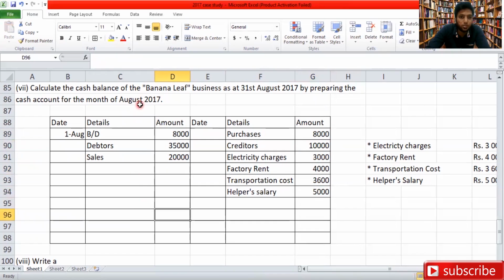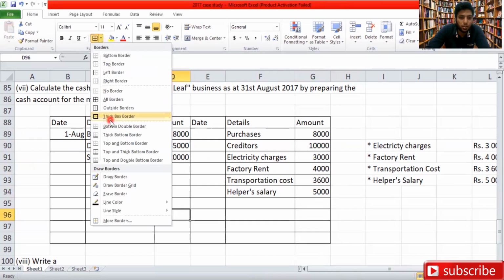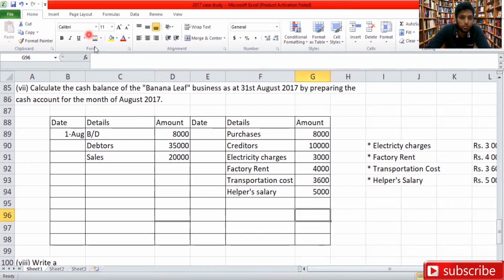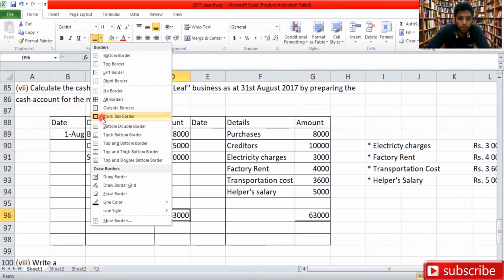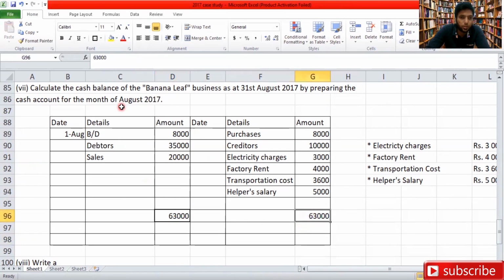So I will take this column. I will finish this off. I will take this value. So now here it is 63,000 total column. I'm gonna write 63,000 both sides. That's how you finish this sum. Give a second, I'll make a thick border for this, so you'll know it's a total column. And now you have carried down.